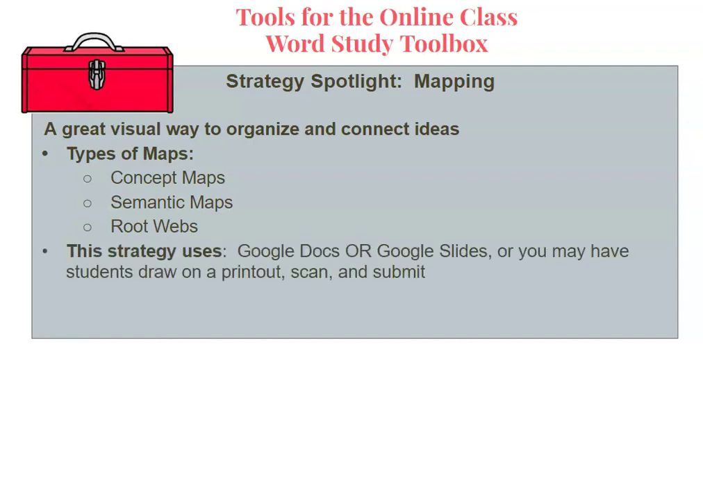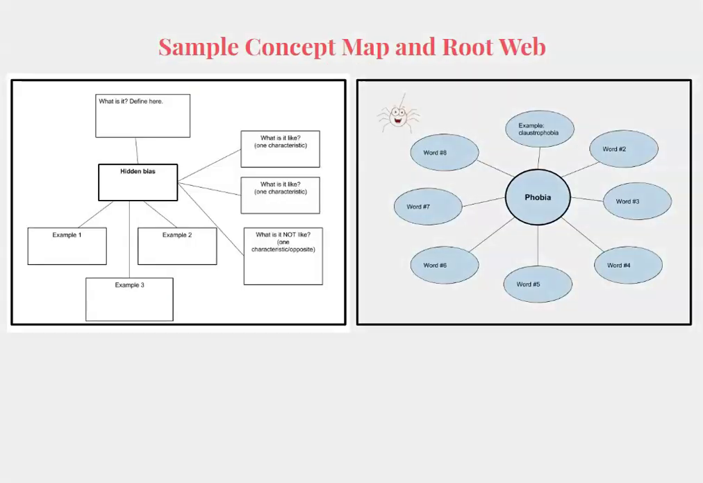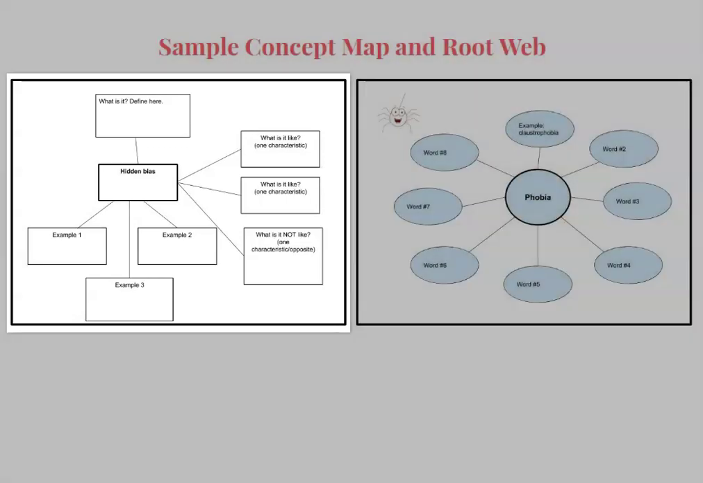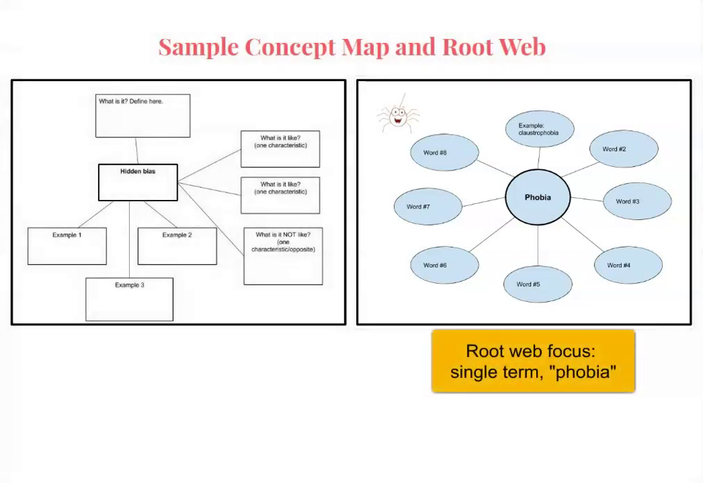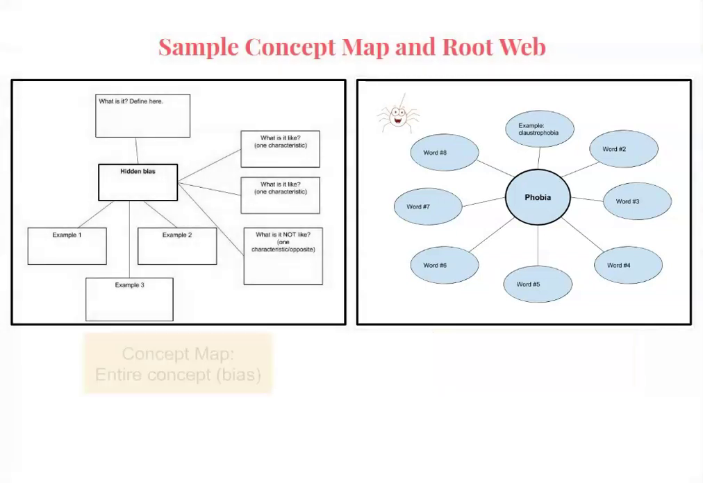It uses Google Docs or Google Slides. You may decide to have students draw their root web, semantic map, or concept map by hand. This activity is easy to moderate depending on how you choose to set up your map. On the left, we have an example of a concept map. On the right, a root web. The root web focuses on the term phobia. The concept map discusses the topic of hidden bias. Students are asked to give examples. Similar to the Foursquare Organizer, define it, tell what it's like, and what it's not like.